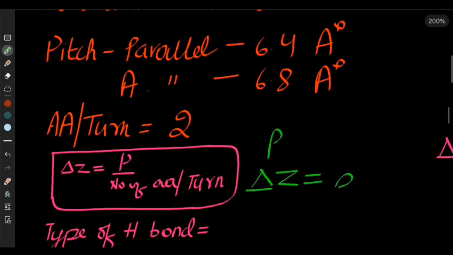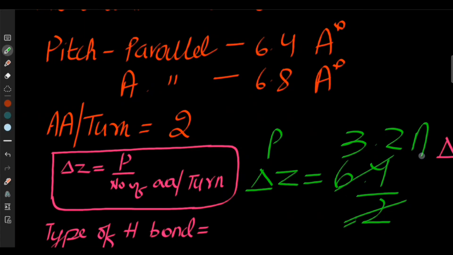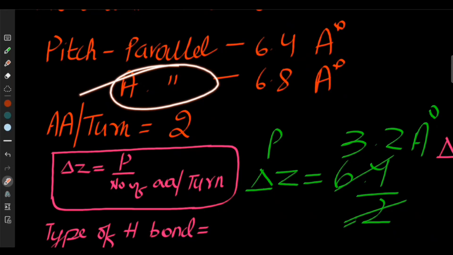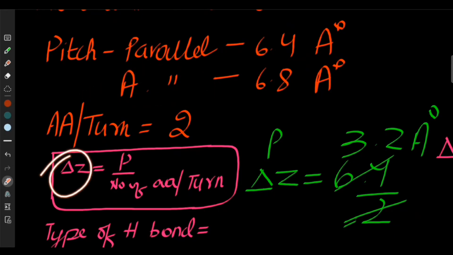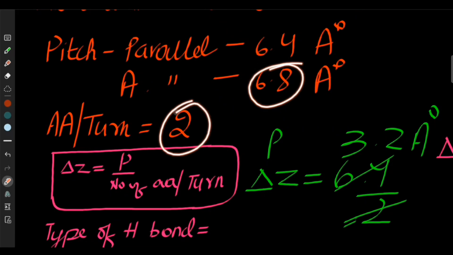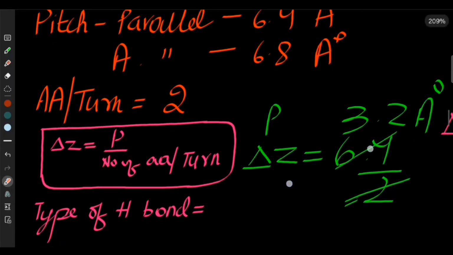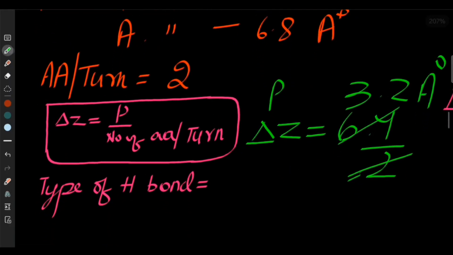So in parallel beta sheet, the Z, I just have to divide it, right? So it will be 6.4 divided by 2, because 6.4 is the pitch and 2 is the amino acids per turn. So that will be approximately 3.2 angstrom, right? And then what about anti-parallel? When we talk about anti-parallel beta sheet, the axial height will be 6.8 divided by 2, right? So here will be 6.8 and here will be 2. That will give us 3.4 angstrom. Okay, so I hope you're clear about these data.